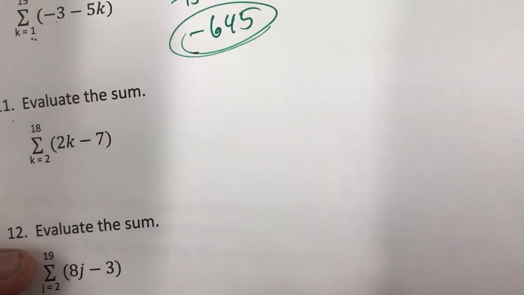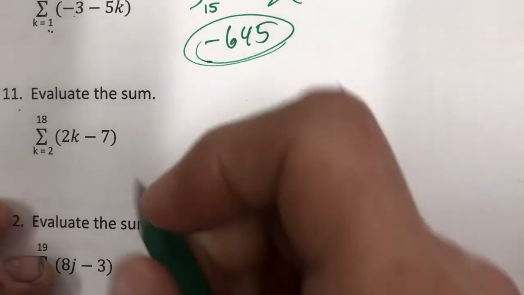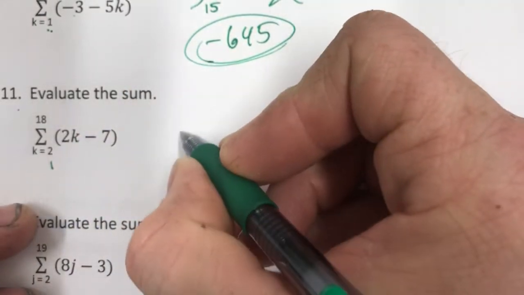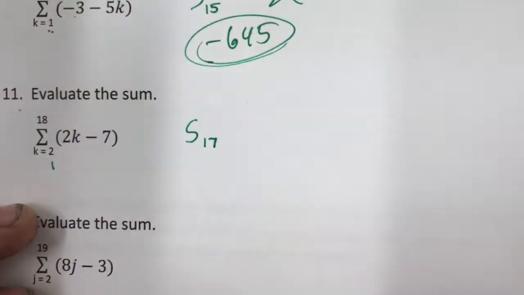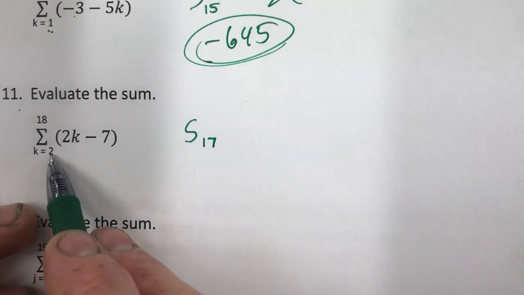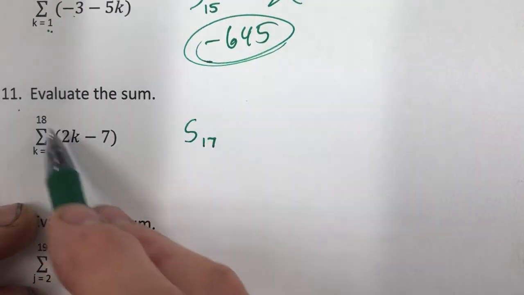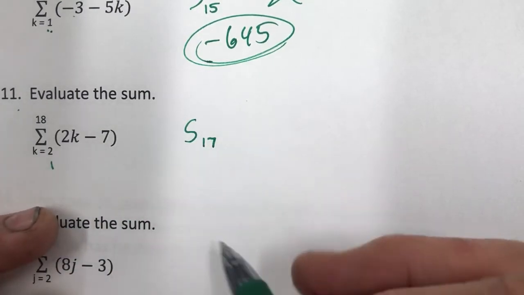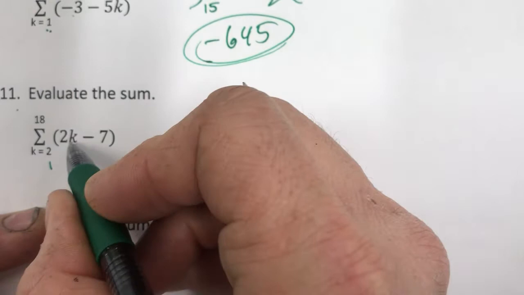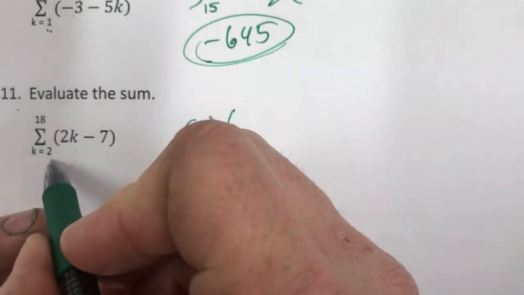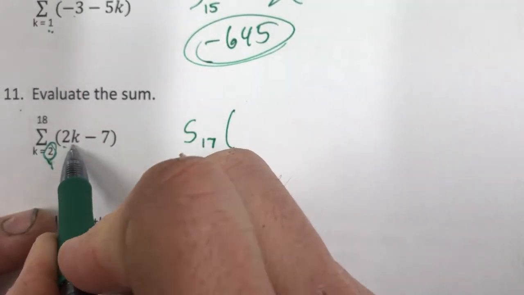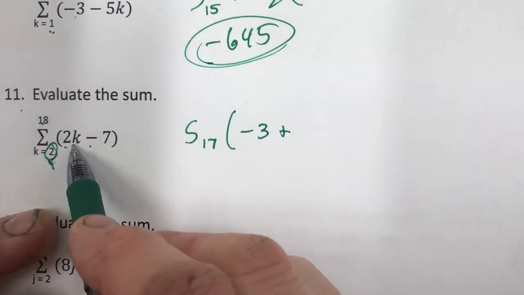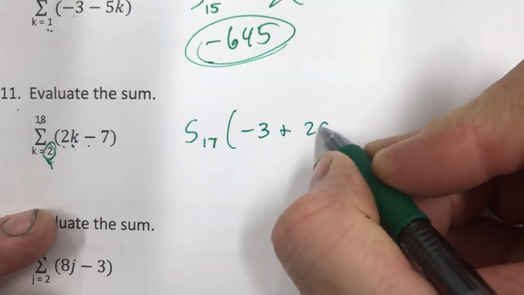Number 12, we got a couple more of these. All right, see here, this has a 2, so now I got to do 18 minus 1, which is 17. I'm going to find the sum of these 17 numbers. So that's why you got to subtract the number before that. If it's 1, just the top number, but since that's a 2, I got to do 18 minus 1, which is 17. And so if I put 2 in, 2 times 2 is 4. See, I'm putting this number in. 2 times 2 is 4, minus 7 is negative 3. If I put 18 in, 2 times 18 is 36, minus 7 is 29.